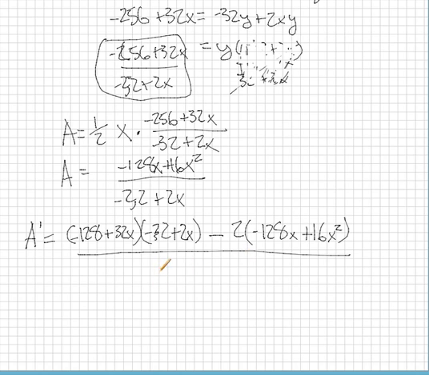But we can actually just get rid of the bottom because we don't really necessarily need to know where it's undefined. We just need to know where this is going to equal 0. So we're going to set this equal to 0. We're going to multiply this out and solve for x.